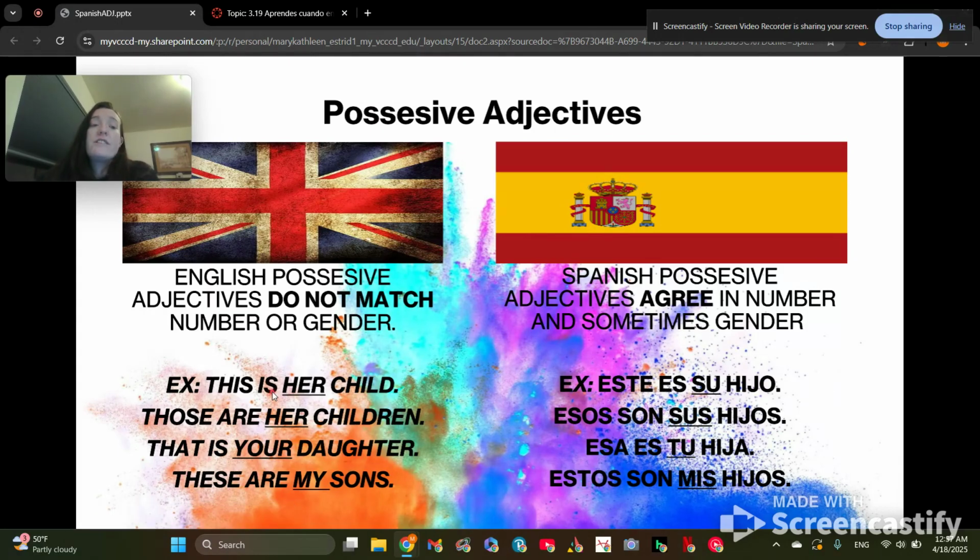So, possessive adjectives. English possessive adjectives do not match number or gender. This is her child. Those are her children. That is your daughter. These are my sons. I could say, this is my son. The my doesn't change. Spanish possessive adjectives agree in number and sometimes gender, but always in number. Este es su hijo. Esos son sus hijos. Esa es tu hija. Estos son mis hijos.